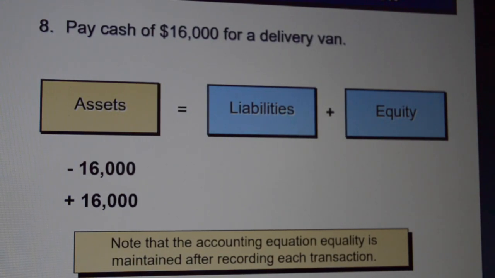The company paid $16,000 cash for a van. So the company purchased a van, which is an asset for the company, and it had paid cash to purchase it. So the cash has been reduced, credited for $16,000, and the other asset, van, has been increased, debited by $16,000. Now this transaction has nothing to do on the other side. The assets were reduced and increased at the same amount.